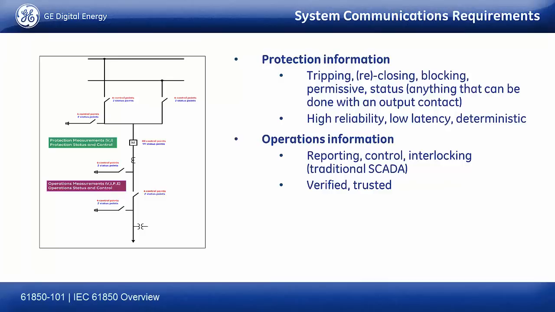So we start looking at protection information, right? What information do we need? We need to measure currents and voltages for protection purposes, and we have things like tripping, closing, blocking, and permissive status signals, right? Anything that can be done with a contact output is normally key protection information, plus the measurement of currents and voltages. Of course, the protection information has some requirements. High reliability: when I send a trip circuit signal, my circuit breaker needs to trip, and it needs to happen, because I'm trying to clear a fault in my system.